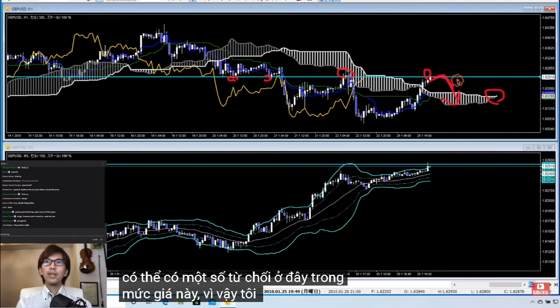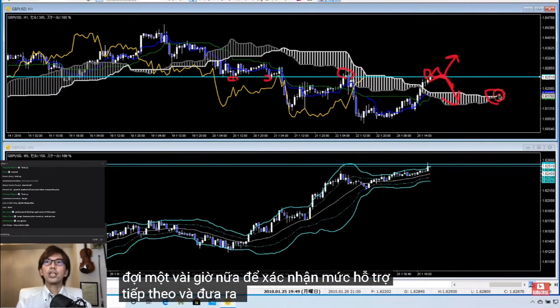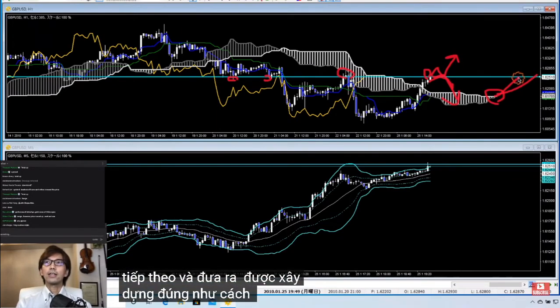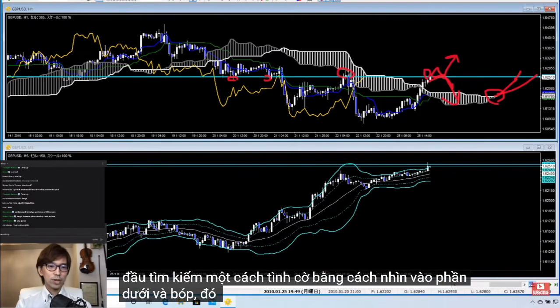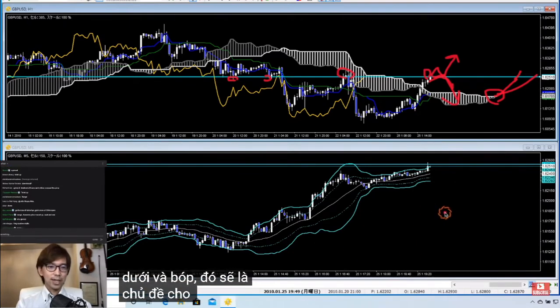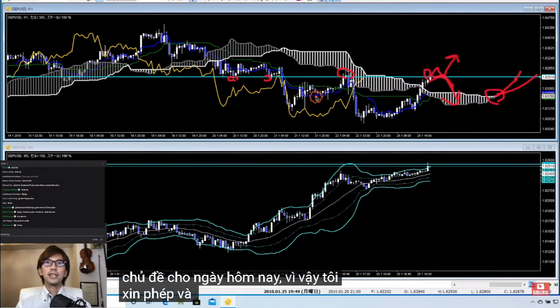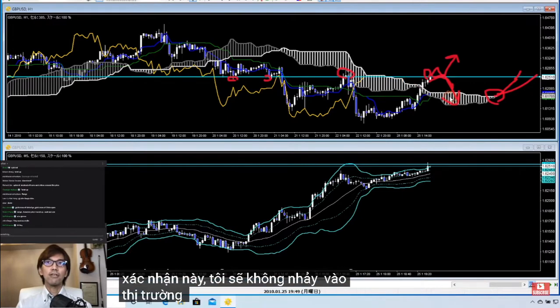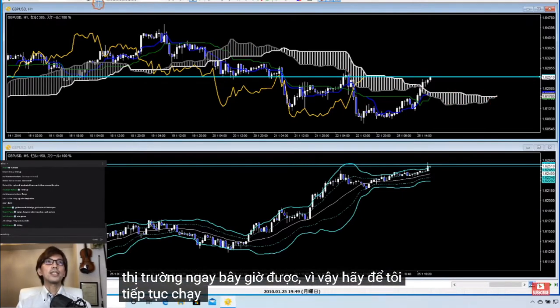So I would just wait for a couple more hours to confirm the next pushback and the Kumo to be built up, like this way, and I will start to look for a buy chance by looking at the Bollinger Band squeeze, which is going to be the theme for today. Alright, so I take lines, and by looking at these confirmations, I won't jump into the market right now. Okay, so let me just keep running it a little bit.